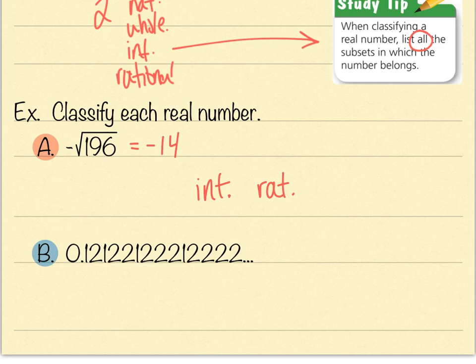Example B, there is some repetition here, but there's not really anything I can put a repeating bar over. I see that it goes 1, 2, 1, 2, 2, 1, 2, 2, 2, 1, 2, 2. So we keep adding another 2 each time, but there's no spot that I can really put a repeating bar over, because it doesn't constantly repeat the same numbers. And so because of that, this just is irrational, and I'm okay with you using IR for irrational.